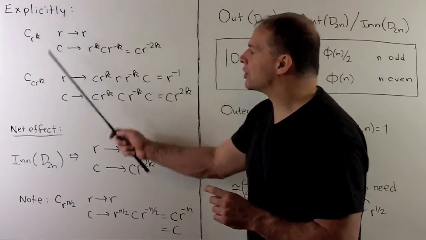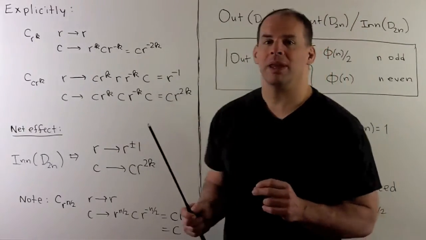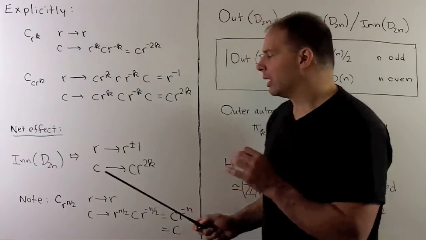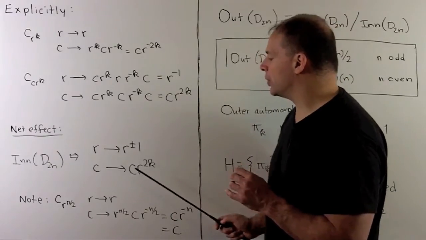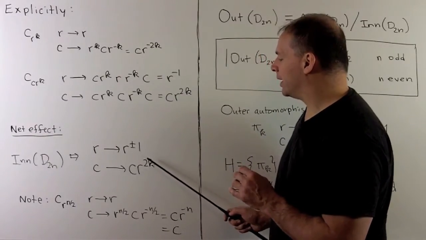So we can characterize all the inner automorphisms as those of the form: we'll send r to r or r inverse, and c goes to c times r to an even power.